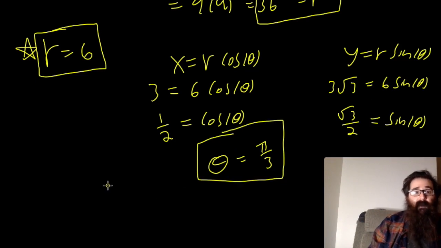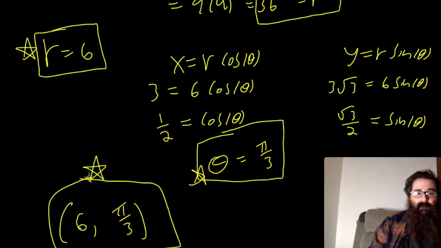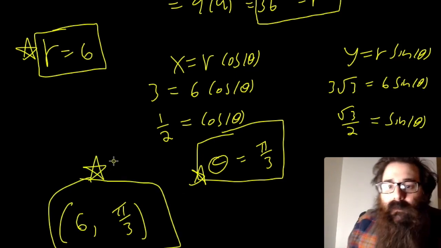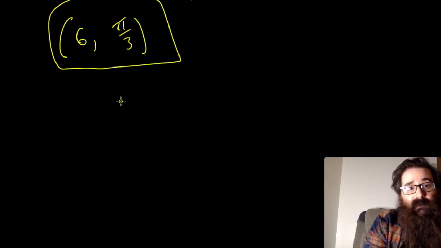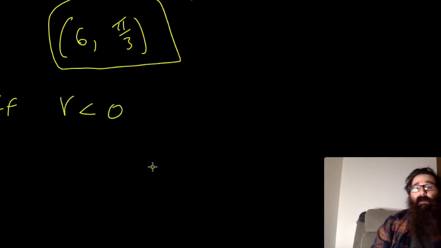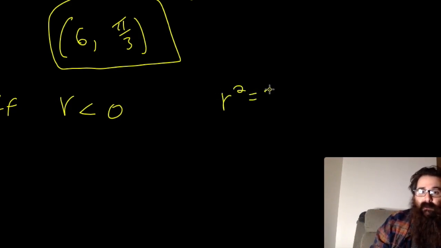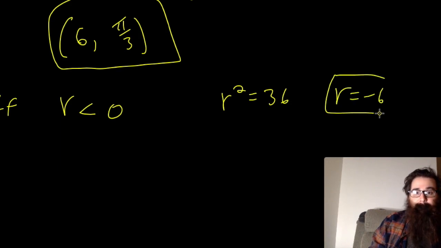So now we have our polar point. We found r and theta. So 6, comma, pi over 3 would be the corresponding polar point. However, there is another. We could talk about if r is negative. If r is negative, we can go back to what we said about r squared earlier. We had a bit of a crossroads there. r squared is 36. There's another value that would work for r: not just positive 6, but also negative 6.